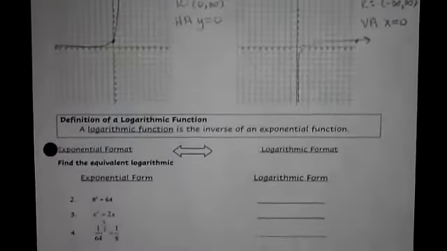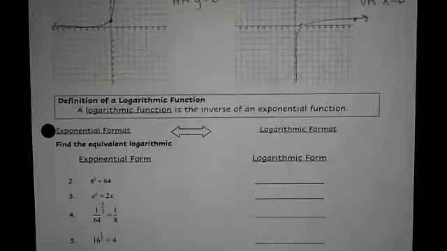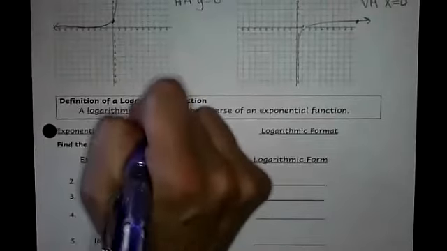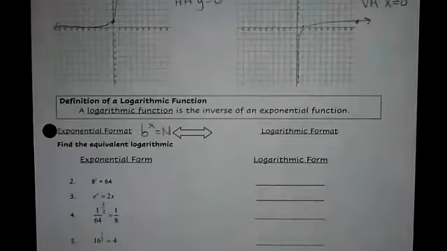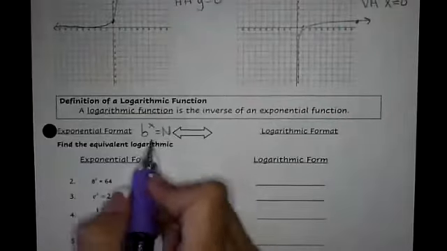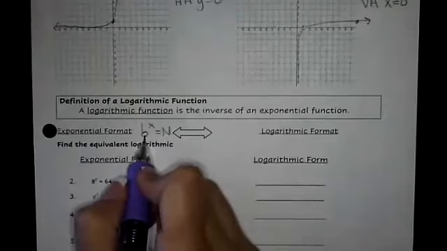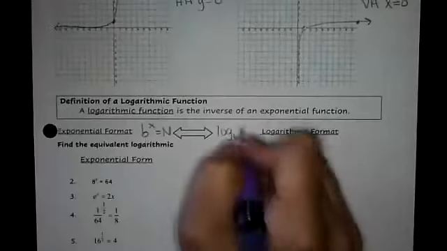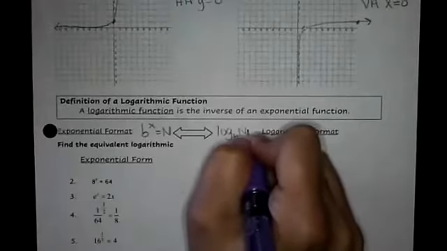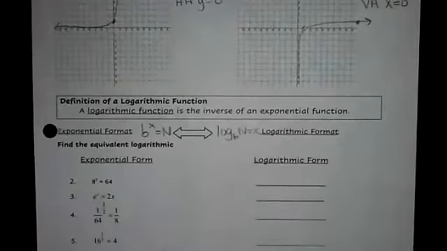All right, so let's talk about this definition of a logarithm. A logarithmic function is the inverse of an exponential function. We just said that. And so here I'm just going to put an example of one, b to the x equals n. To rewrite that as a log, we said the base on the exponential is the base on the log. So we would get a log with a base of b of n is equal to x.